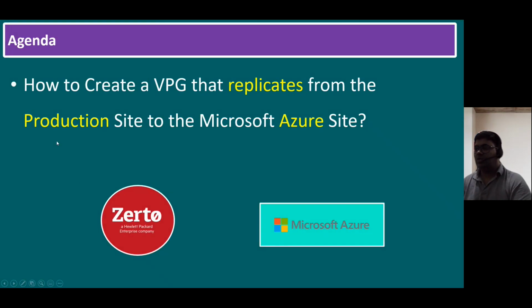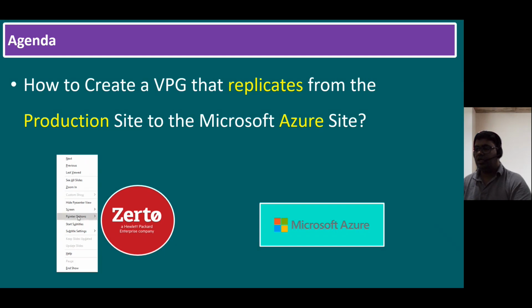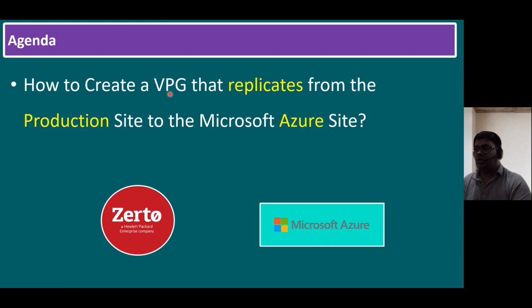So in this session, I'm going to talk about how to create a virtual production group, VPG, that replicates from the production site to the Microsoft Azure site. On our production site, we are using a vSphere platform, and the Azure site is directly the Microsoft Azure public cloud.